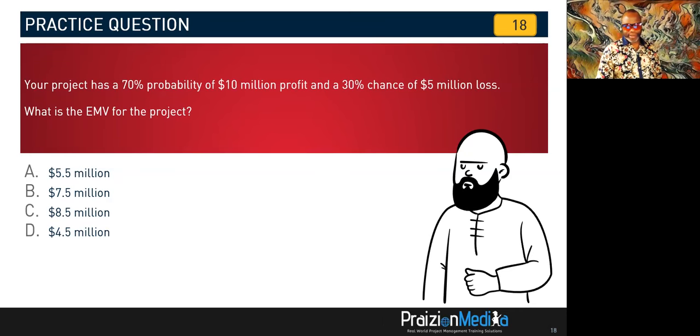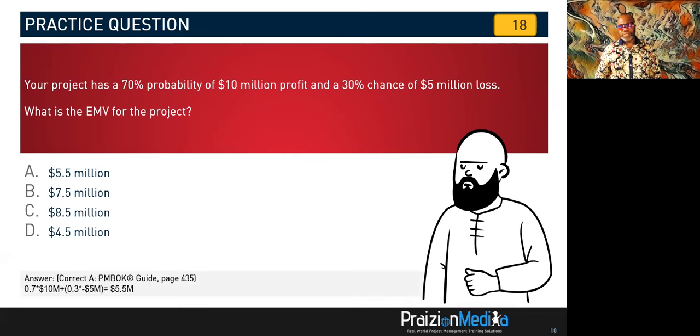All right, that's that. Let's take a look at what the options are. So what you would have done is find the P times I, probability times impact, for both risks. Add them up, right? The profit and the loss. You got a profit risk, you got a loss risk. Add them up after you find the EMV. That's what you should have done. So 0.7 times 10 million plus 0.3 times minus 5 million. I hope you didn't add the loss without putting a negative in front of it, because you wouldn't have gotten it right. All right, so the answer to this is 5.5 million.